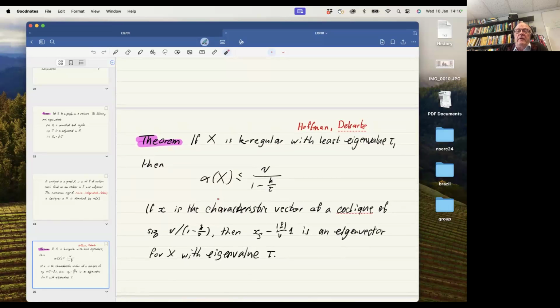Now, I will say later on in the course, when we get to the quantum version of some of this, we'll have quantum co-cliques, but it turns out that the same bound holds.